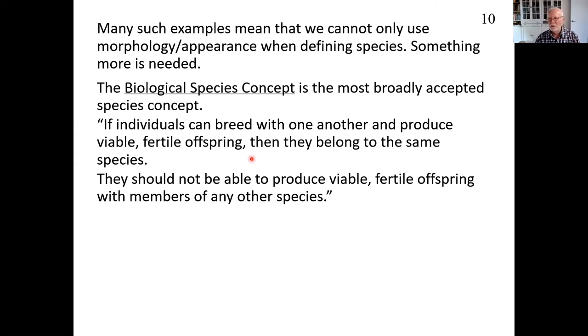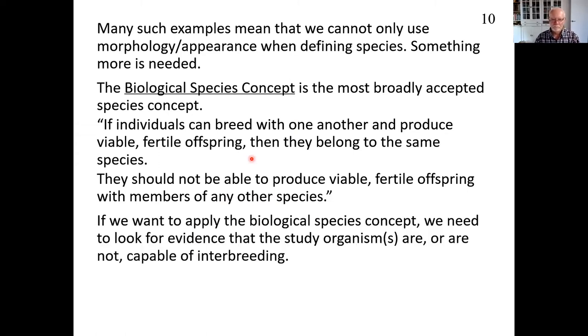Quite simple and straightforward most of the time, but not always very easy to apply, because if we want to apply the biological species concept, we need to look for evidence that the study organisms are or are not capable of interbreeding. So if you have some dinosaur skeletons, how can you tell whether those are capable of interbreeding? If you're trying to work with fossils like dinosaurs, well, you cannot. There is no way you can determine whether dinosaurs could interbreed. So you can't apply the biological species concept to dinosaurs.